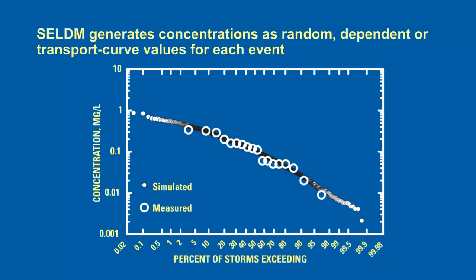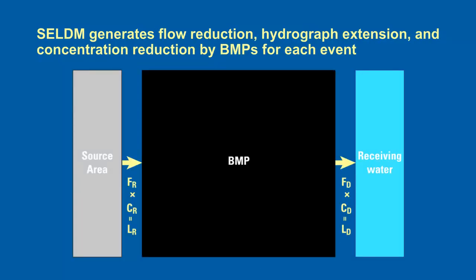SELDM provides risk-based event flows, concentrations, and loads with and without stormwater control measures. SELDM also provides risk-based information about long-term annual loads that can be used for total maximum daily load analyses. SELDM generates flow reduction, hydrograph extension, and concentration reduction by BMPs for each event. SELDM does not try to simulate complex physicochemical processes that can vary within and between storm events. What we care about are the flows, concentrations, and loads that enter the receiving waters.